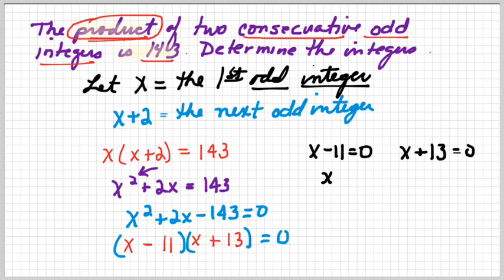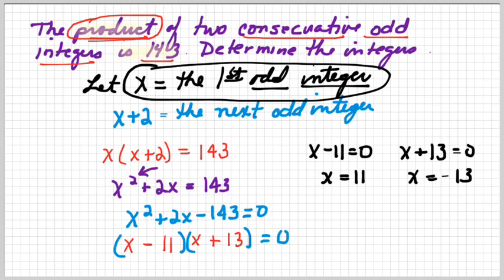The first equation tells me x is 11. The second equation tells me x is negative 13. Now what is x? X is the first odd integer. That means my first odd integer could be 11, in which case x plus 2, the second or consecutive odd integer, is 13. So 11 and 13 is one solution to this problem. Those could be my odd integers.